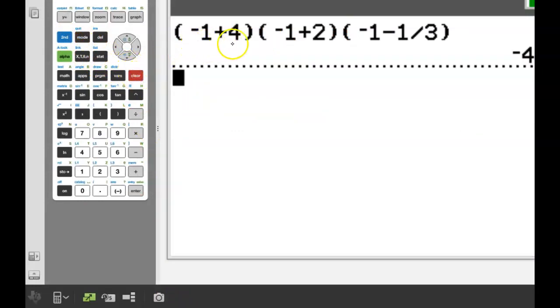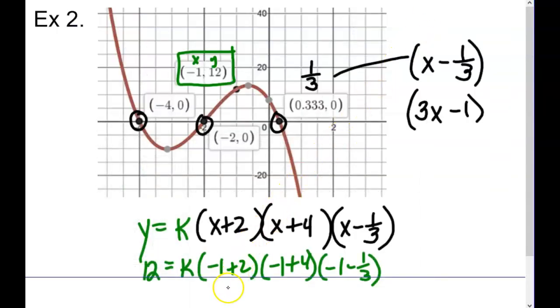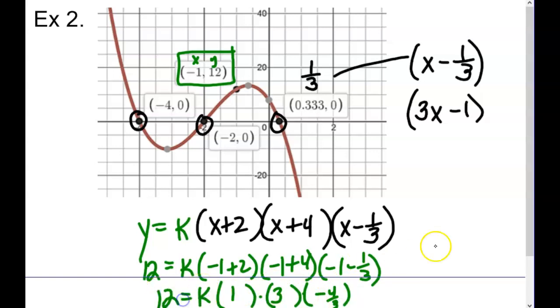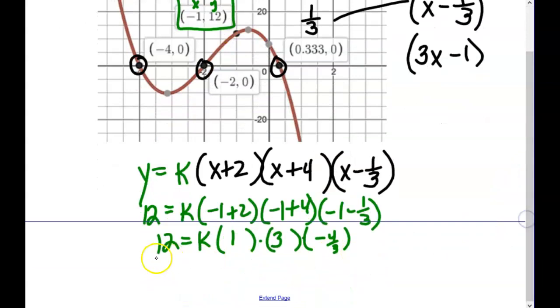It looks like I did that and got negative 4 earlier today, but this would be 1. This would be 3. This would be negative 4/3. So I think when I multiplied it all together, I got negative 4. Did anybody else get that? You can type it in just all at once.